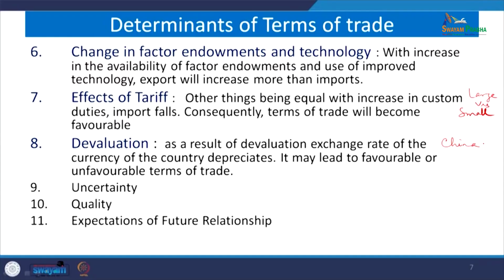So, expectation of future relationship will actually attach in future if they are attempting, for example, any kind of attempts, any kind of news you listen to from the US that India is going to have certain deals. Then, with the expectations of a better tie-up, there will be expectation of higher demand for our product, that will lead to higher terms of trade, that will be favorable usually. Similarly, wrong expectations or bad expectations will lead to the reverse.